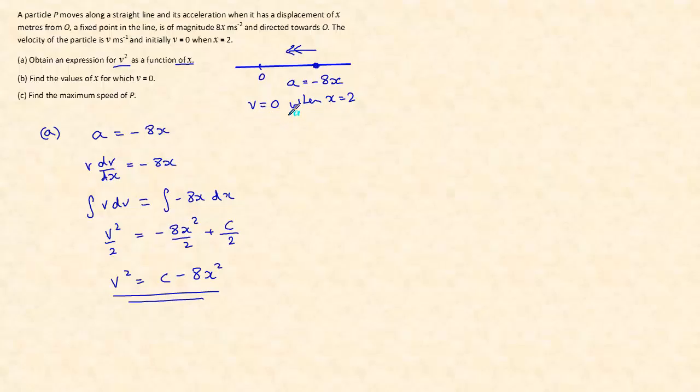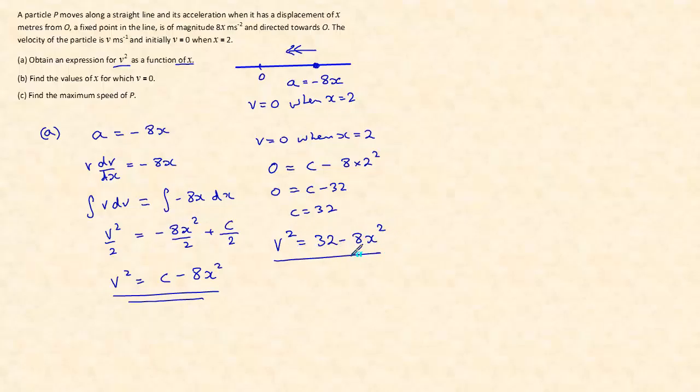We can now use the information here. So V is equal to 0 when x is equal to 2. So 0 is going to be C, take away 8 multiplied by 2 squared. 0 is C, take away 32, so C equals 32. So V squared is going to be 32 minus 8x squared.